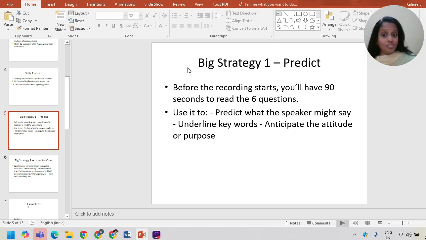When we are talking about strategy, this is very important. First, predict. Before the recording starts, you will have 90 seconds to read the six questions. So use it wisely. Predict what the speaker might say. Underline keywords. Try to anticipate the attitude or the purpose of the overall audio.